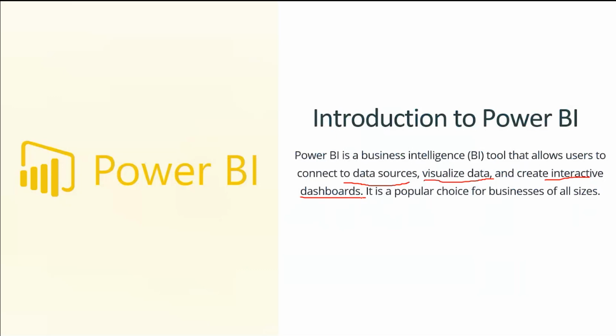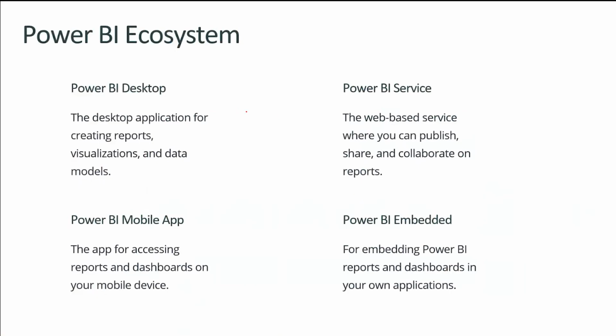Now, let us go ahead. So what is the Power BI ecosystem all about? In the Power BI ecosystem, there are four different types of applications. First of all, we have Power BI Desktop. Then we have Power BI Service. We have the Power BI Mobile Application. And then there is Power BI Embedded. Now, what are all of these about?